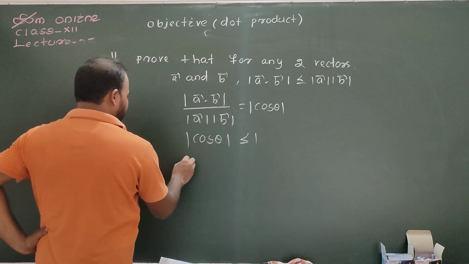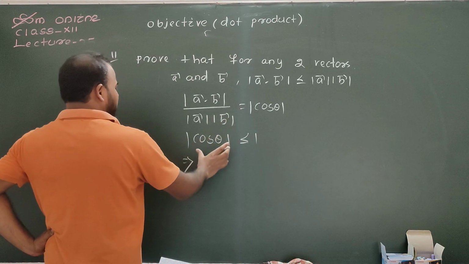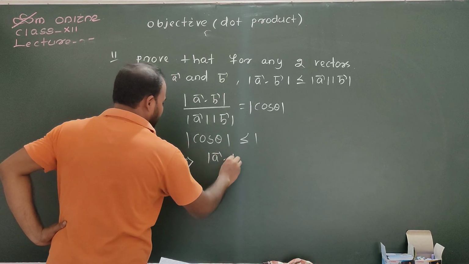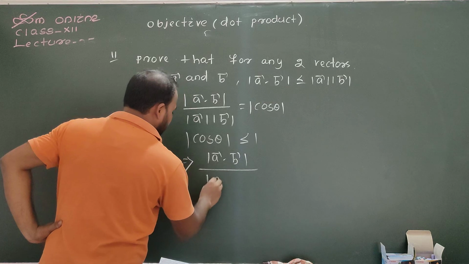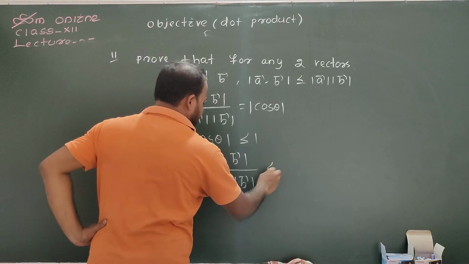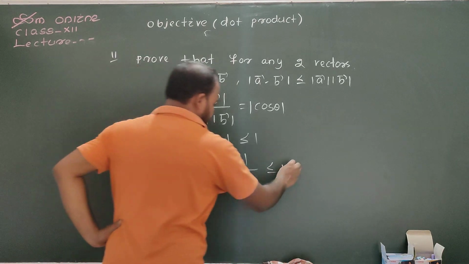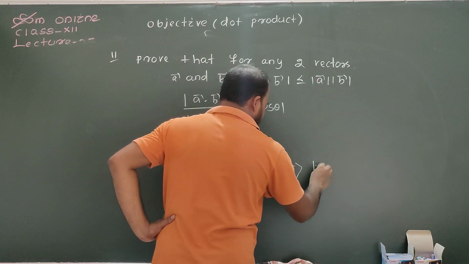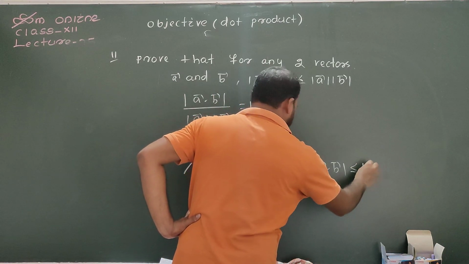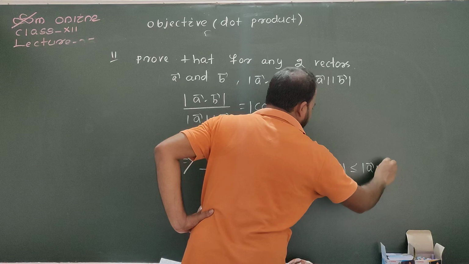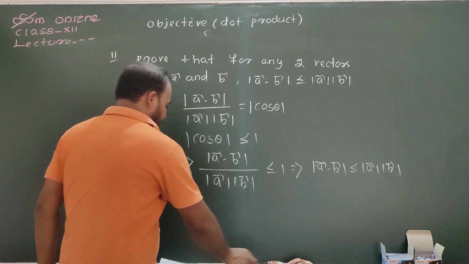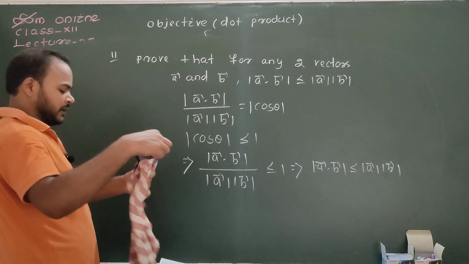So if we put this value in this equation, we get magnitude of vector A dot vector B upon magnitude of vector A into magnitude of vector B is less than or equal to 1. That implies that magnitude of vector A dot vector B is less than or equal to magnitude of vector A into magnitude of vector B. Now move to question number 12.